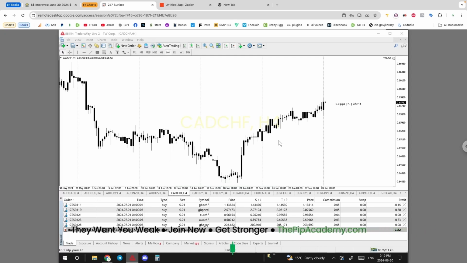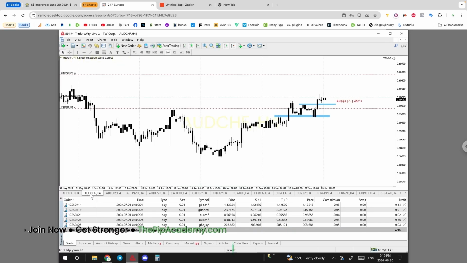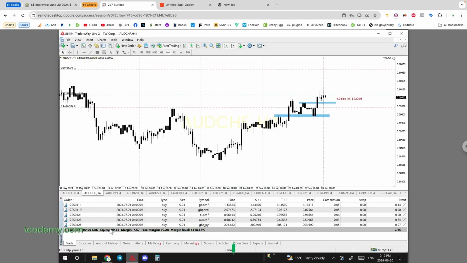So here, this was a mistake. It will be adjusted, but we have a trade on the Australian Swiss. Never meant to take this. We are risking 0.01 per 100 in the account. We have all of our setups, stop loss, take profits in, and this is an automatic EA.